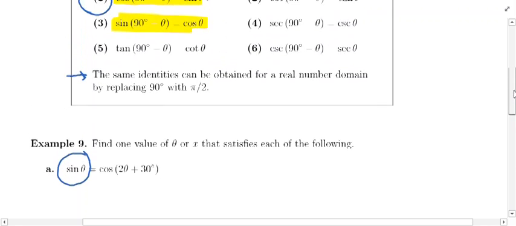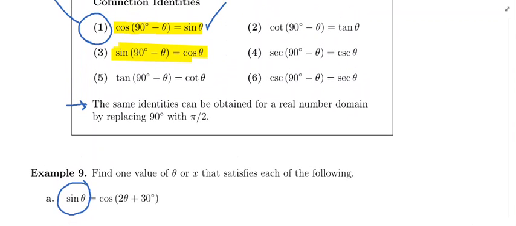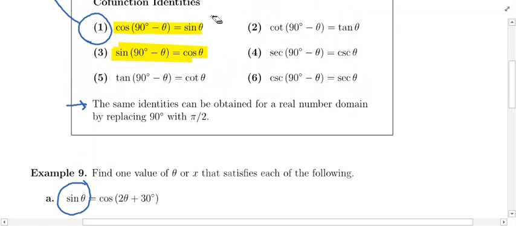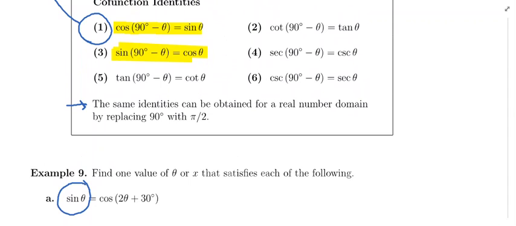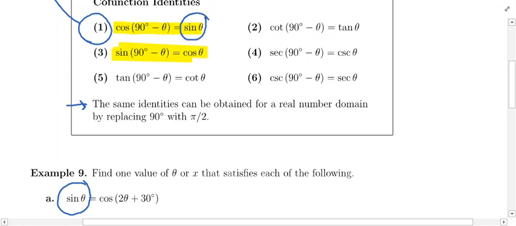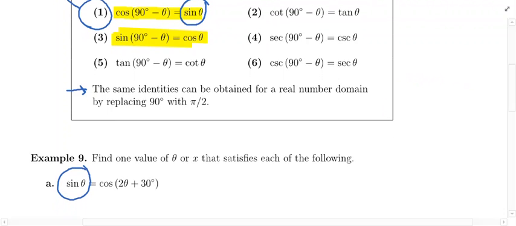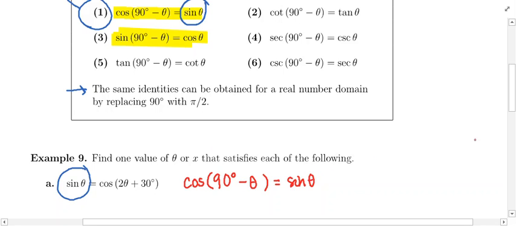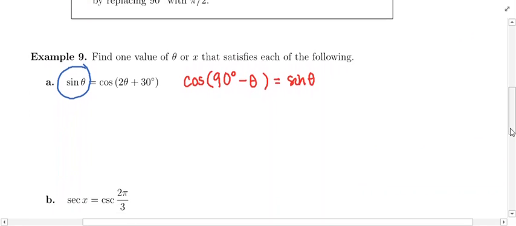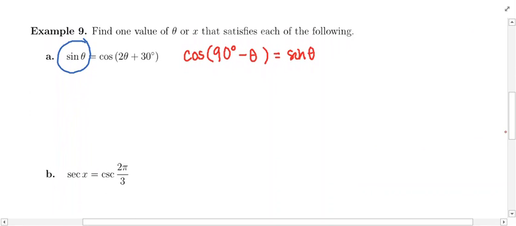If I go up to these two equations that I have highlighted in yellow, I see a match. I see sine theta right here. Because I'm getting a match, I'm going to go with the first equation. This cofunction identity tells me that the cosine of 90 degrees minus theta is equal to the sine of theta. Let's see how we apply this to solve this equation.